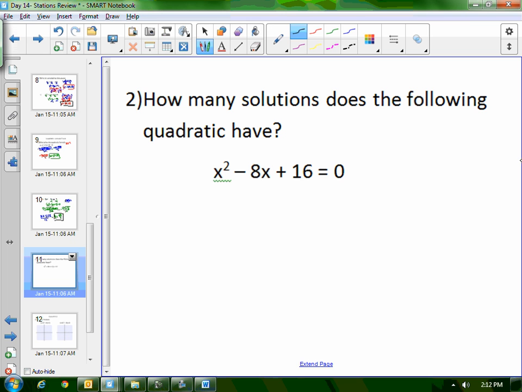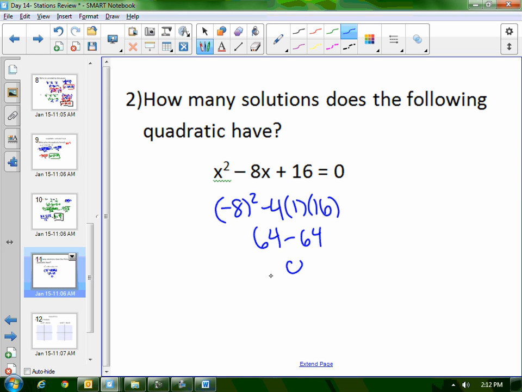Actually, I'll just tell you how many solutions there's going to be. So we'll do the discriminant. Negative 8 squared minus 4 times a, which is 1, times c, 16. 64 minus 64 is 0. If the part underneath the square root is 0, you should know that that's going to give you exactly 1, and it's going to be a real solution.